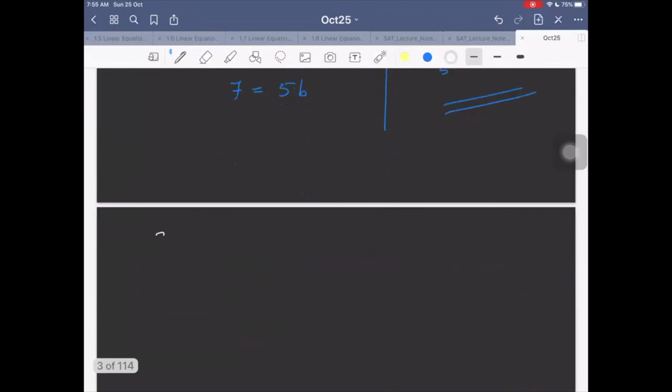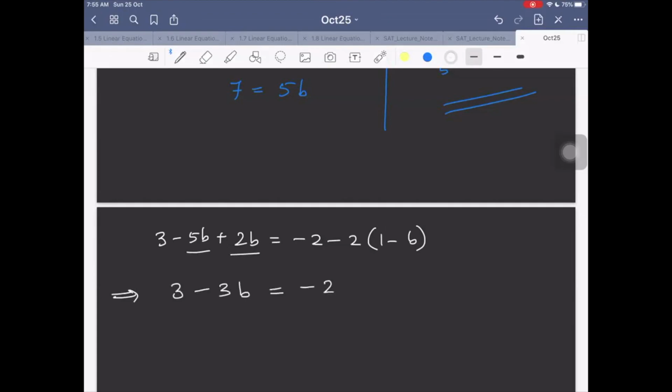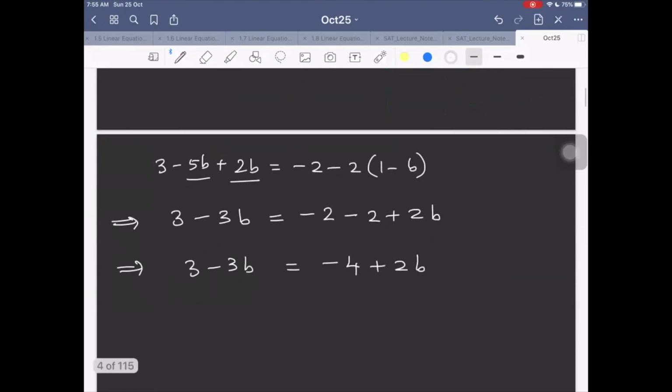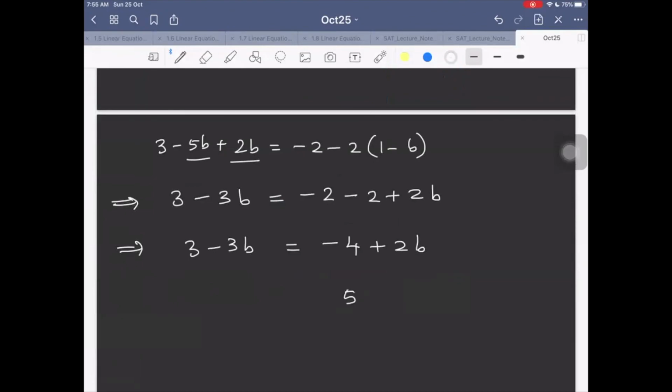3 minus 5b plus 2b is equal to -2 minus 2 times (1 minus b). Now 3 minus 5b plus 2b is going to be 3 minus 3b. And on the other side, it's -2 plus 2b, so we have 3 minus 3b is equal to -4 plus 2b. Okay. Bring 3b to the other side, we have 5b. Bring -4 to the other side, we have 7. So we have b is equal to 7 divided by 5. I could have done this way as well, no issues.